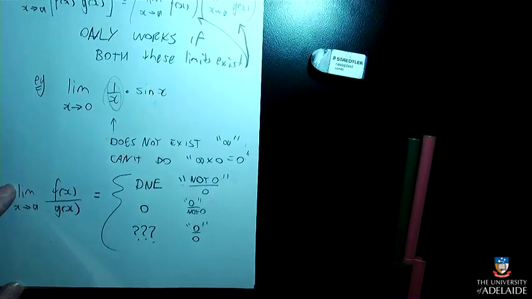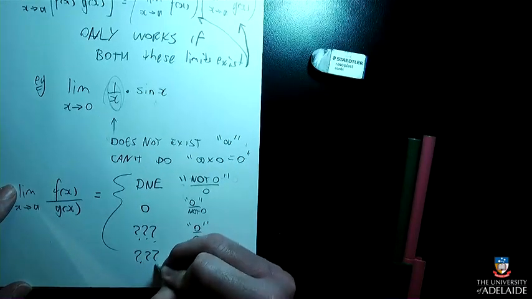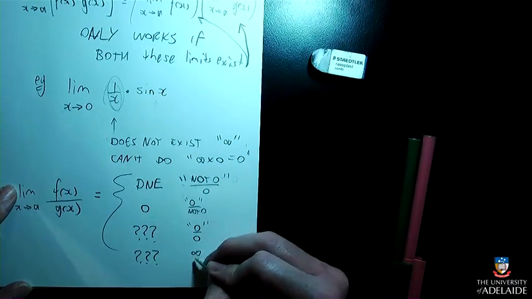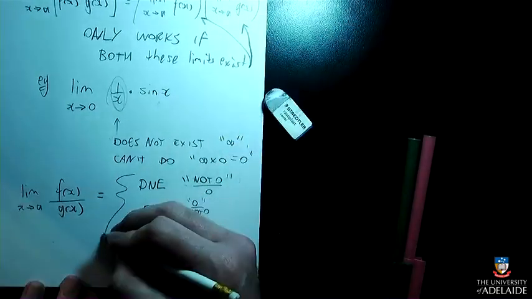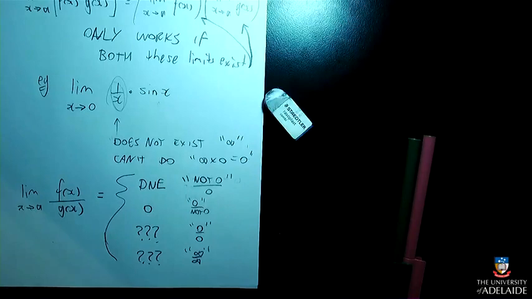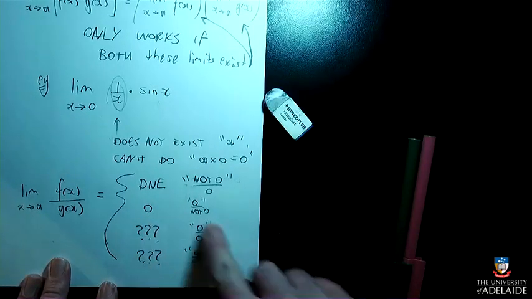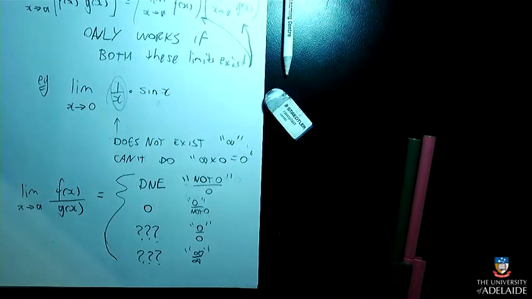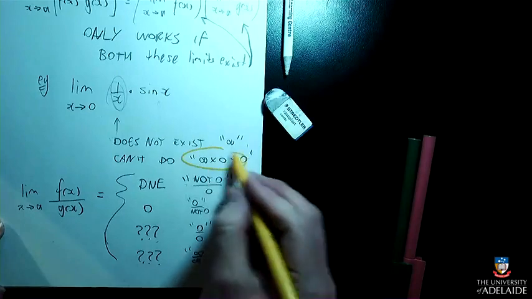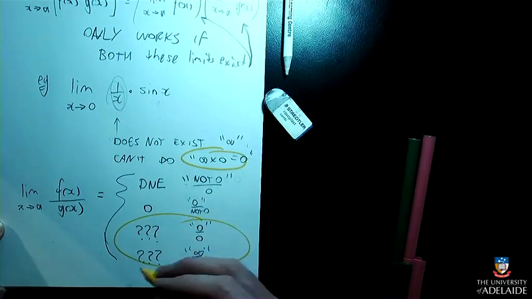And we also have no idea if one of them doesn't exist. There is no way of knowing. And what L'Hopital's rule is for is dealing with these situations here. So these situations here are what L'Hopital's rule is for.